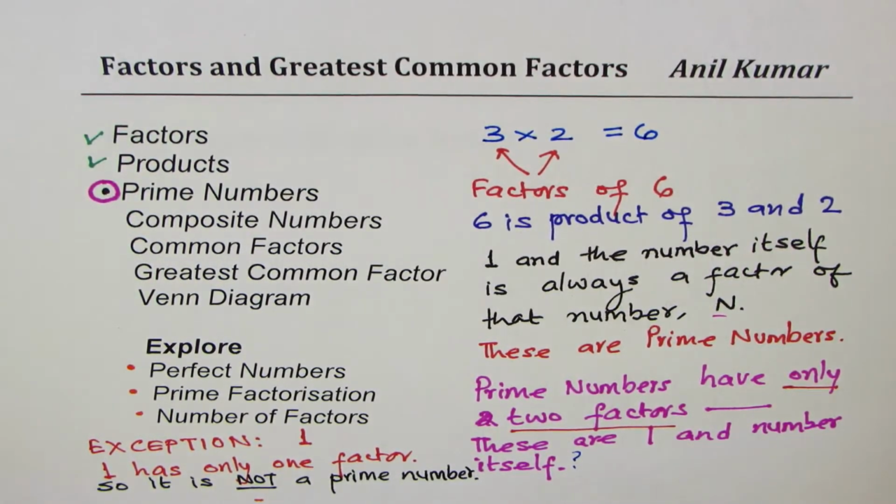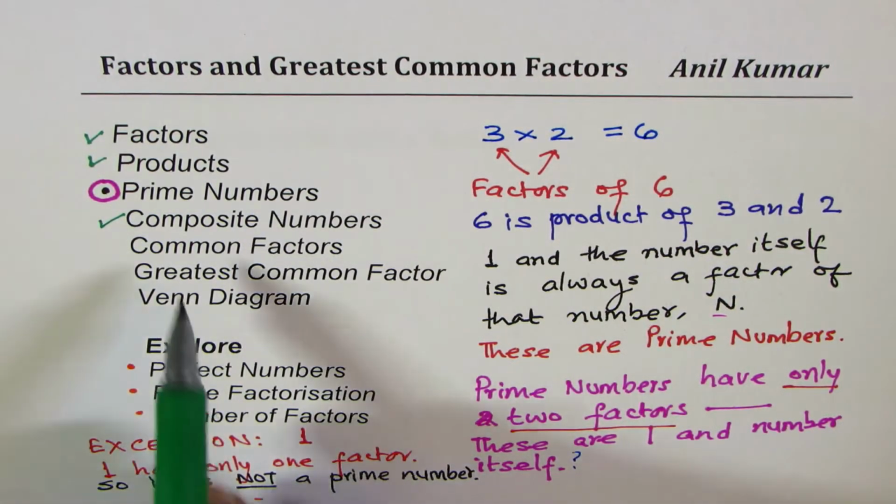So what I was trying to say here is that all prime numbers have 2 factors, just 2 factors, 1 and the number itself. However, there is one number which has only one factor, 1. The number itself is 1, correct? So that is not called a prime number, right? So now you know what are composite numbers.